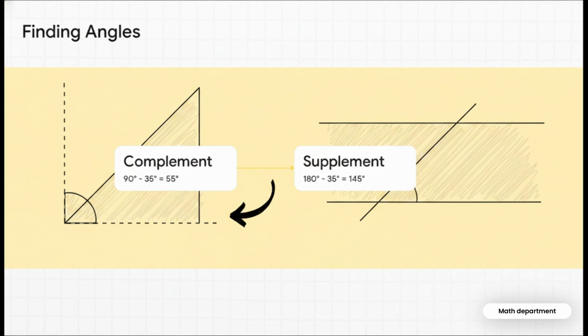For the complement, our baseline is 90. We subtract 35 to find the missing piece, giving us 55 degrees. For the supplement, our baseline is 180. We subtract that exact same 35 degrees, which gives us 145 degrees. By practicing them together like this, you cement the difference between 90 and 180 in your mind forever.